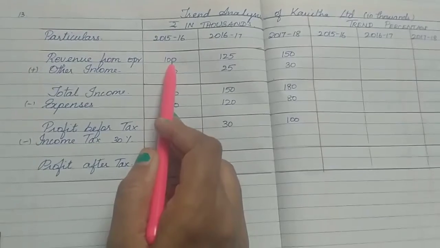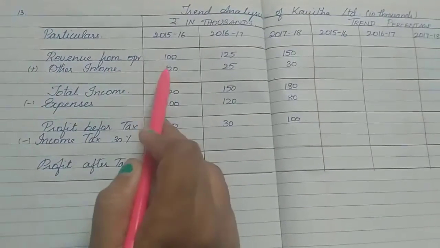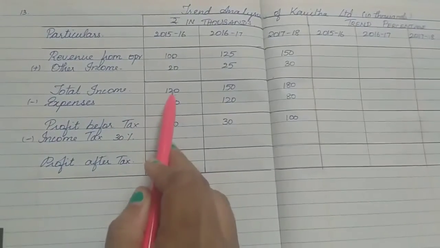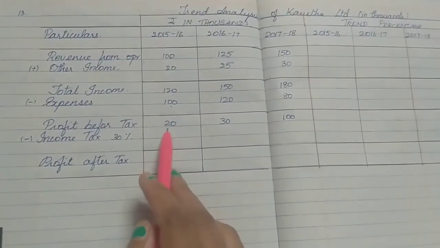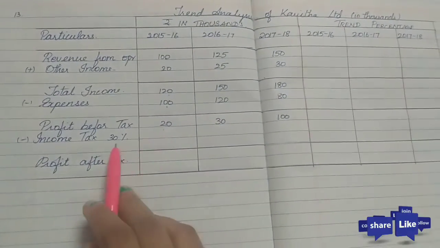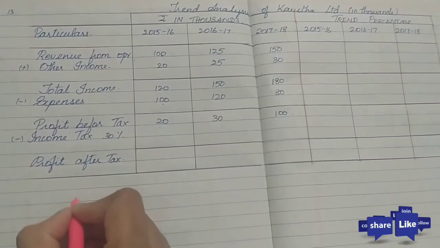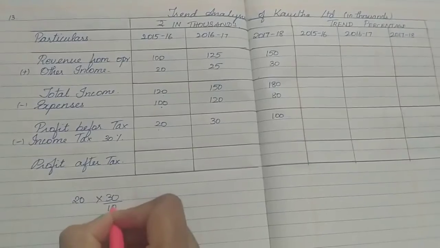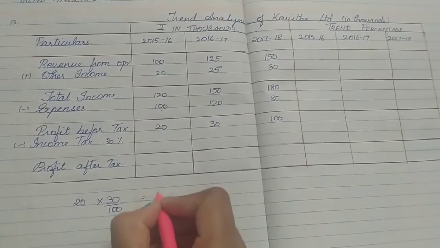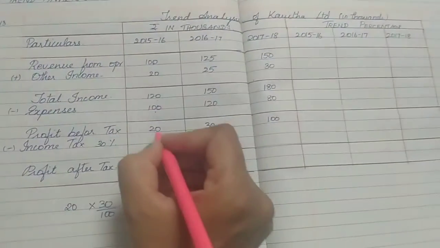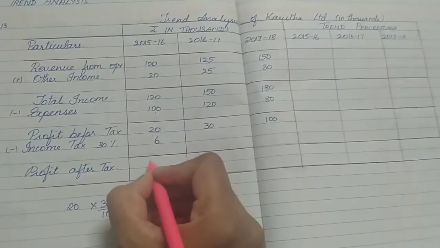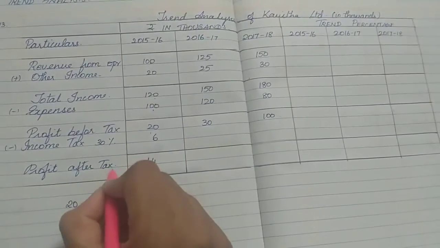Revenue from operation was 100 rupees. Other incomes was 20. So 100 plus 20, 120. Expenses were 100 rupees. I subtract 120 and 100, I will get 20. Now I must take 30% on 20 for income tax. So 20 into 30 by 100, I will get 6 as my answer. So that 6 has to be written here for income tax. So 20 minus 6 will be 14, that is profit after tax.